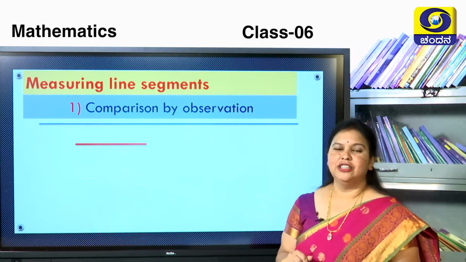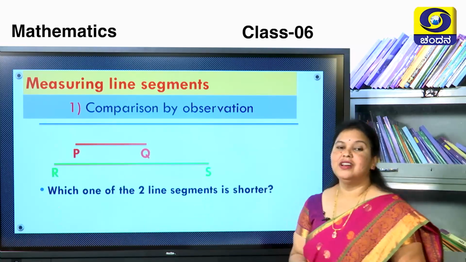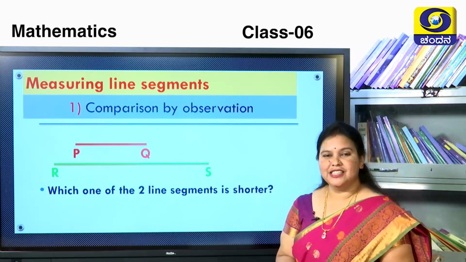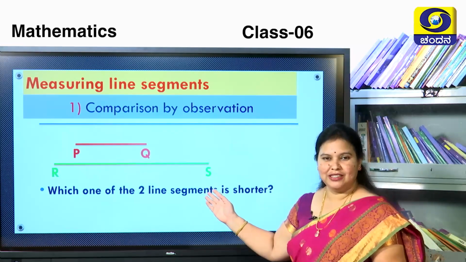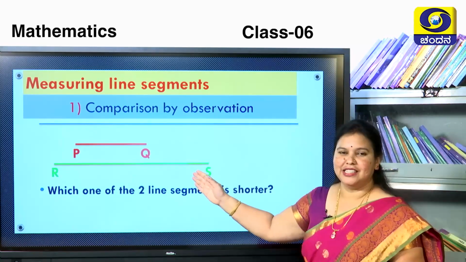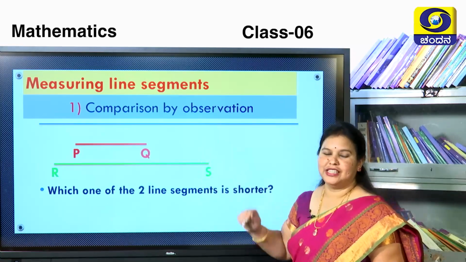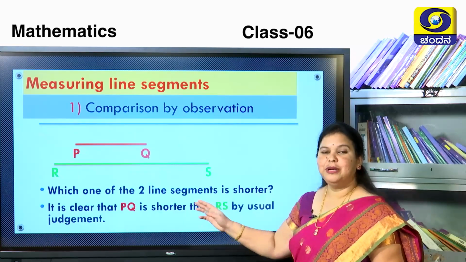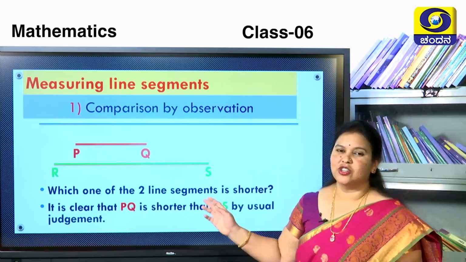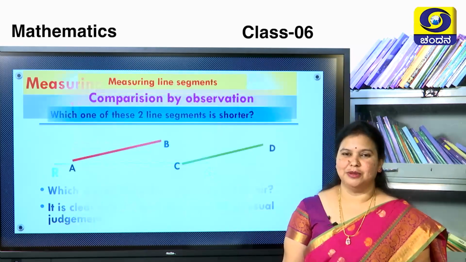Let us take two line segments PQ and RS. Can you say which one of the two line segments is shorter? Is it necessary to measure these lines to compare? No, not necessary, because we can compare line segments simply by looking at them. Observe these two line segments. It is clear that PQ is shorter than RS by usual judgment. This is called comparison by observation. We will see the next method.